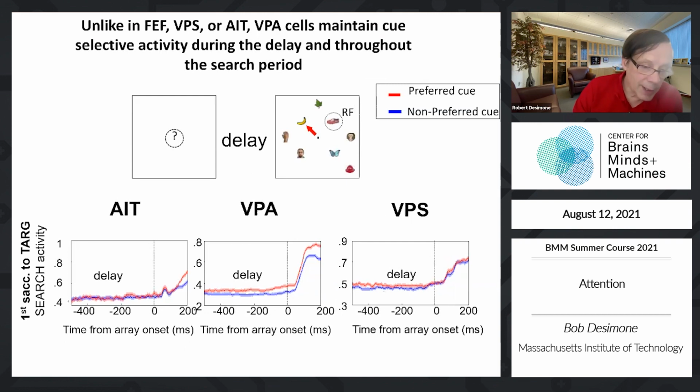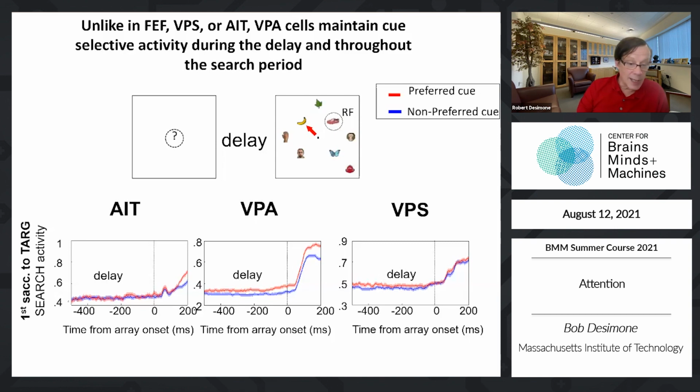Now let's look at what happens during the delay period, and then at the time when the array comes on. In anterior IT cortex, there's not much happening during the delay, and there's a tiny effect when the array comes on, where the firing rate's just a bit higher when the animal's been shown the preferred cue for the cell than non-preferred.